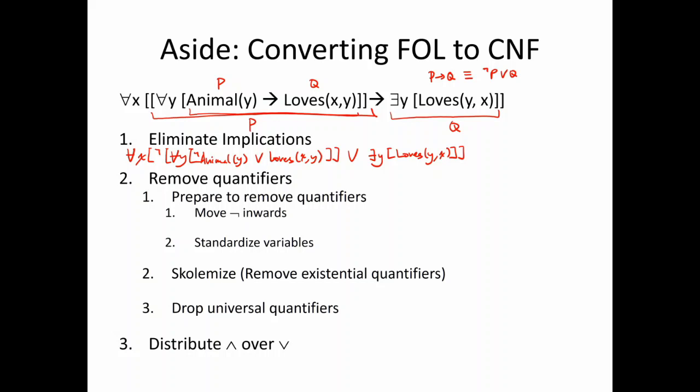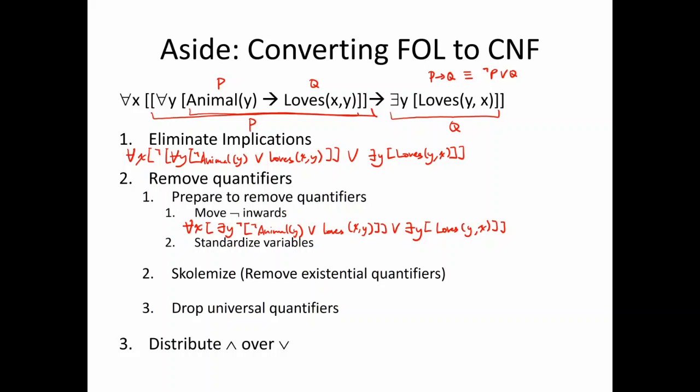So we have for all X, there exists Y, not animal Y, or loves XY, or there exists Y, loves YX. Now we have to standardize variables.